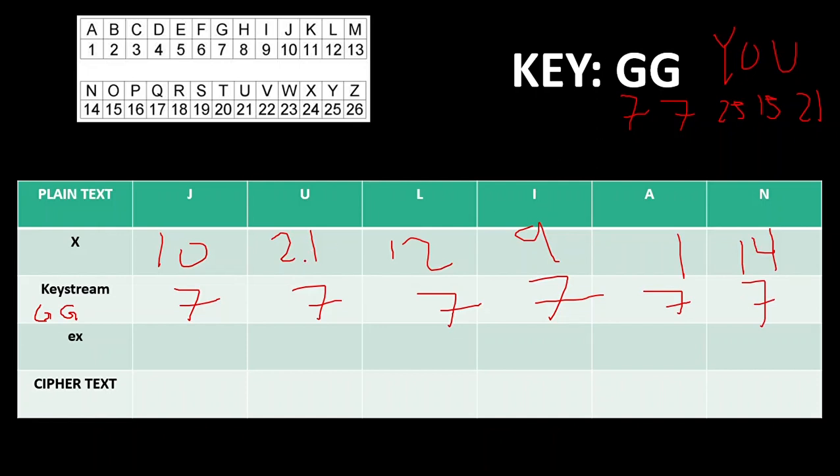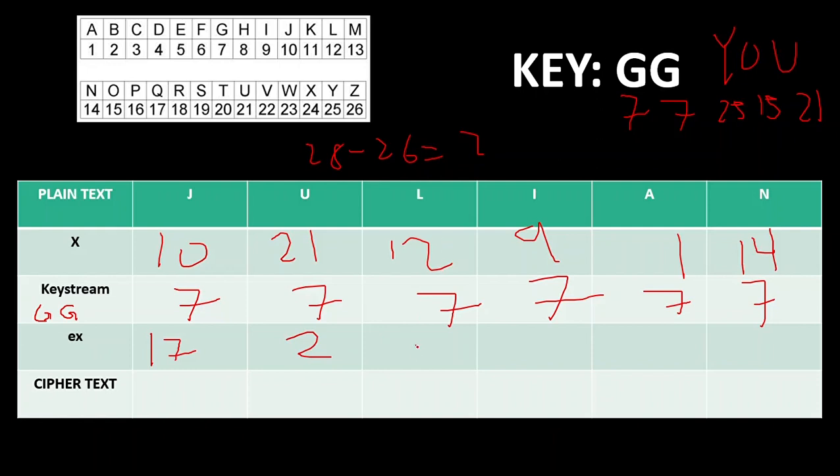So, what we're going to do here is simple. 10 plus 7 is 17. 21 plus 7 is 28. However, 28 is more than 26. Okay, 28 is not in this table. So what we're going to do is subtract 26 from 28. So 28 minus 26 is 2. And 2 is in the table, which is B.